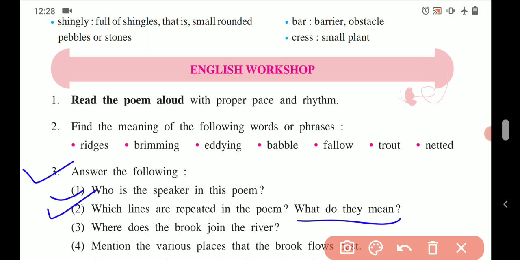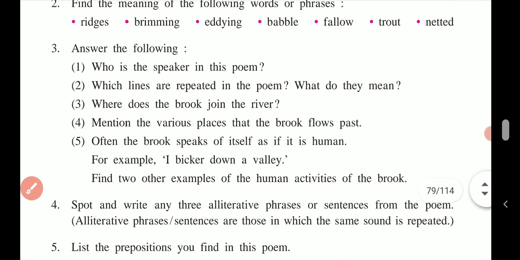Isn't it? Next, where does the brook join the river? What is the answer? That is Philip's Farm. You have to answer in a full sentence. Next one, mention the various places that the brook flows past. Which places are visited by the brook while flowing? So it is, at first, the haunt of coot and hern, valleys, towns, etc. Right? There are many. Go through the poem and find them all.